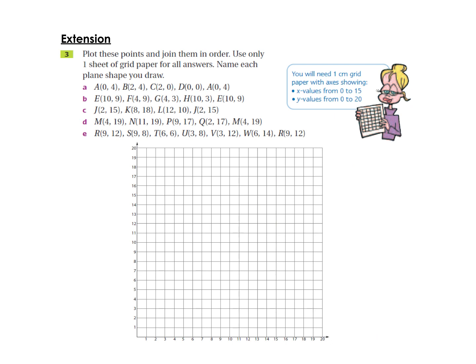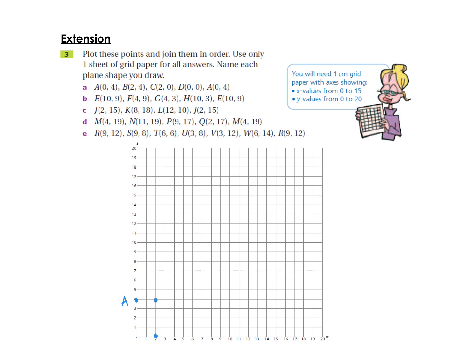I'm going to do this one. Extension. Plot. Oh, this is still a you try one, but I'm going to do this one anyway because it looks like fun. I want to have fun. Plot these points and join them in order. Use only one sheet of grid paper for all answers. Name each plane shape you draw. A is 0, 4, so 0 on the X, and then up to 4. There's A. B is 2, 4.